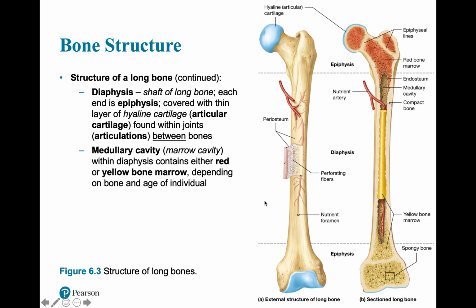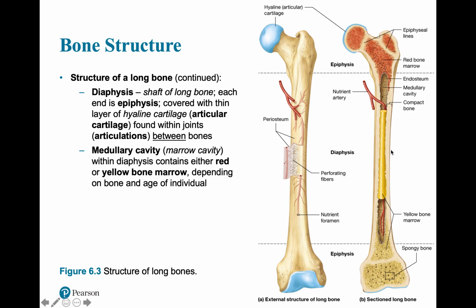So children, most of the marrow in the skeleton of a child will be red bone marrow because children are rapidly growing and they require lots of blood cells for the rapidly growing tissues of a child. Over time, as a child ages into an adult, a lot of the red bone marrow will get replaced with yellow bone marrow, except within certain bones, and we'll talk about that later. But a lot of the red bone marrow will be replaced with yellow bone marrow.